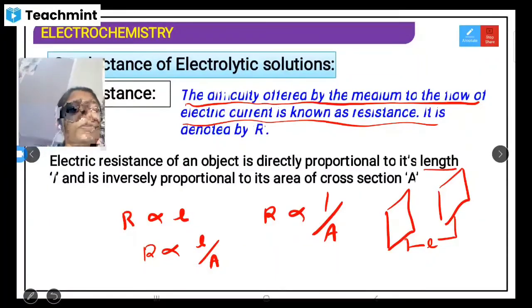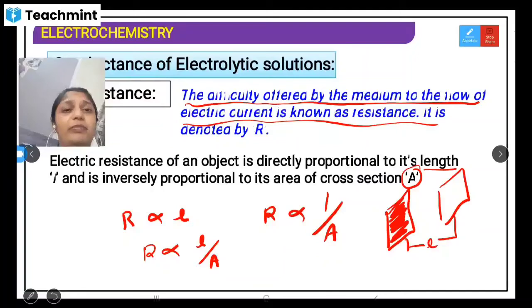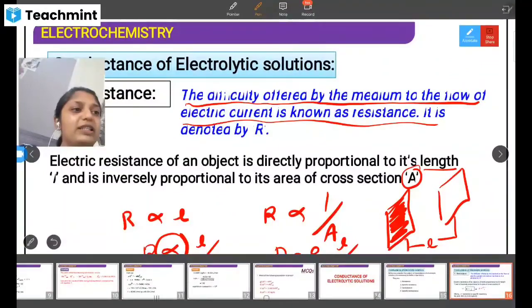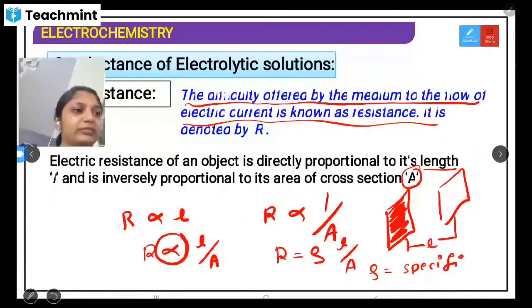Finally, if we remove this proportionality sign, then we need to add a proportionality constant, that is nothing but rho. To remove the proportionality, we need to add a proportionality constant rho, and rho is known as specific resistance. Rho is known as what? Specific resistance.